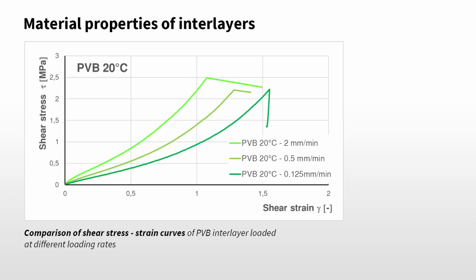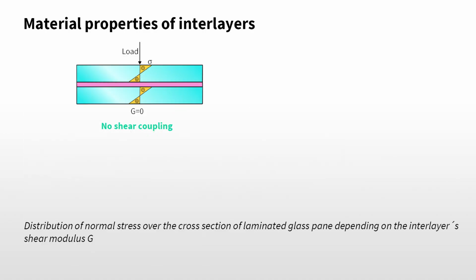The shear modulus is high for short-term load such as wind load, but it is lower for long-term loads. This can be observed on the graph where the stress-strain curves for 3 tests of the PVB interior with different load rates are presented. The shear modulus of the interior affects the normal stress distribution over the cross-section of the laminated glass in bending. The shear modulus is low under long-term loading or at high temperature, as shown on the left picture. Plies do not interact as if they were not connected by the interior.